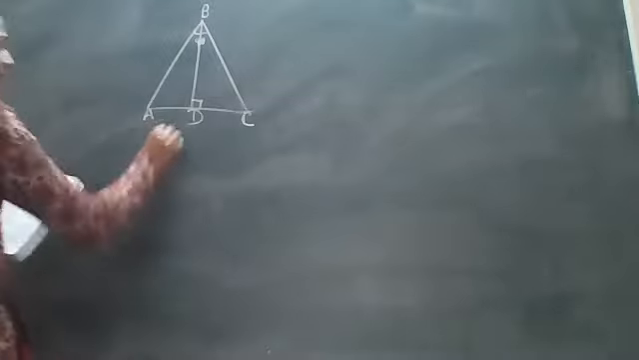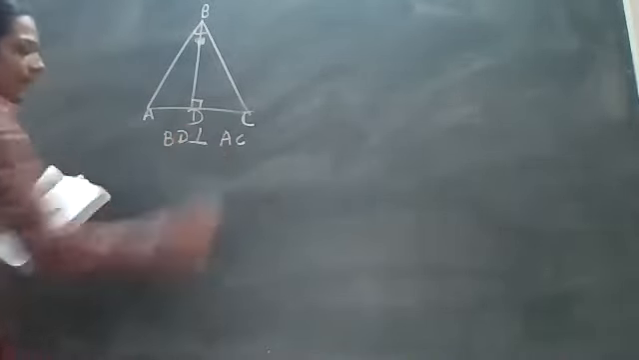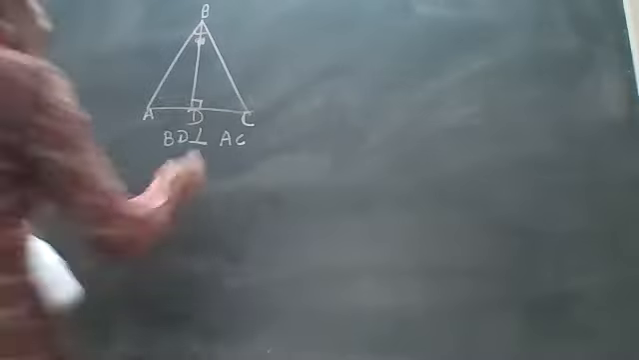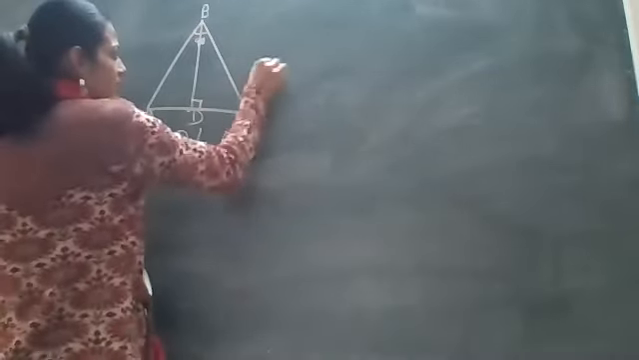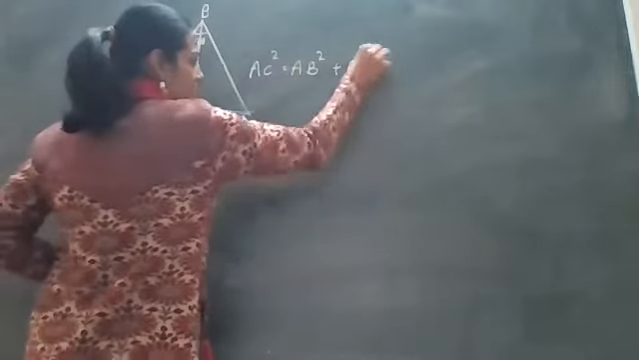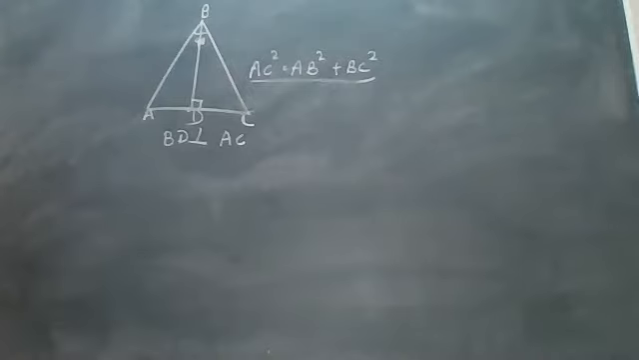So we have drawn here that BD is perpendicular to AC. Right angle is given. Okay, this much is said. Now we are going to go ahead. What we have to prove? This is called the hypotenuse. AC square is equal to AB square plus BC square. That we have to prove. So this one we come to prove.